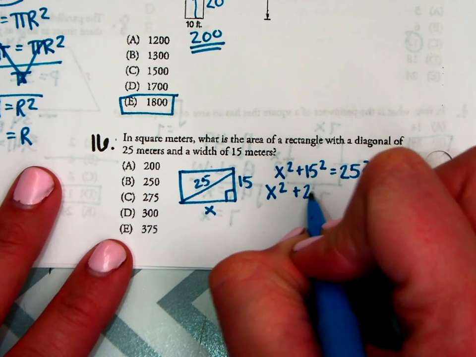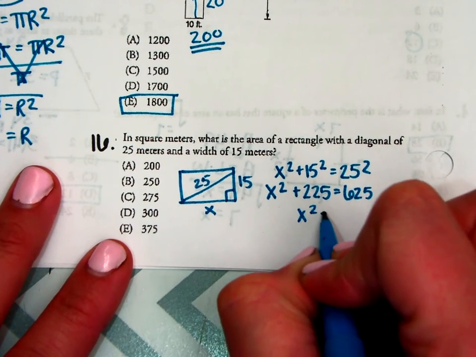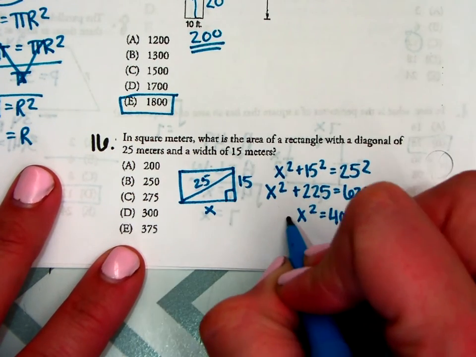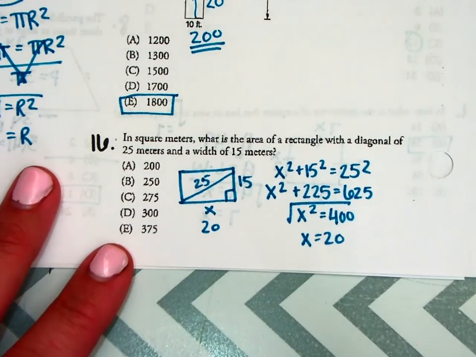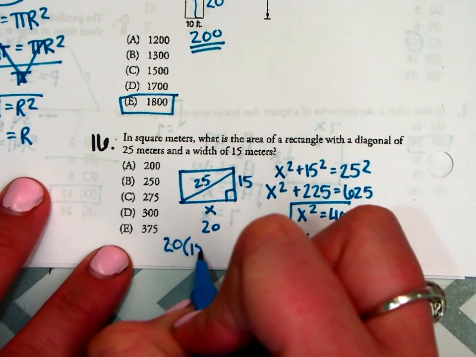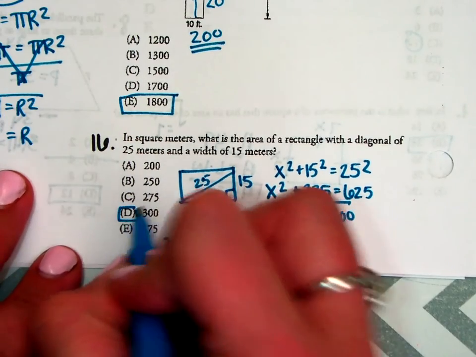So x squared plus 225 equals 625. When I subtract 225, I get 400. Square rooting both sides gives me 20. So this measurement is 20. So 20 times 15 is 300. So my answer is D.